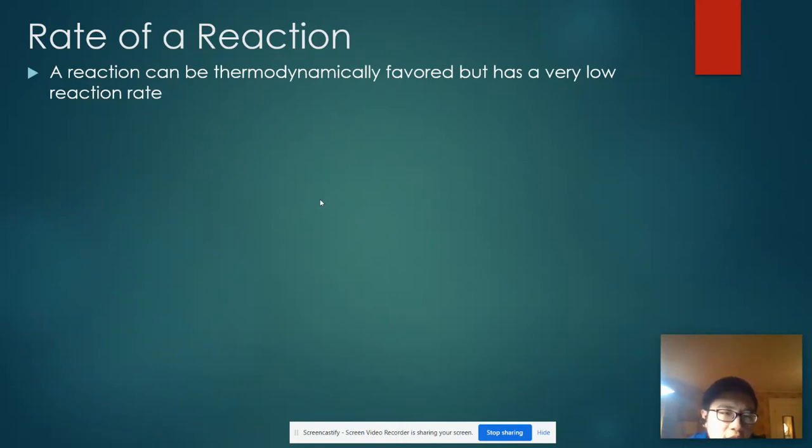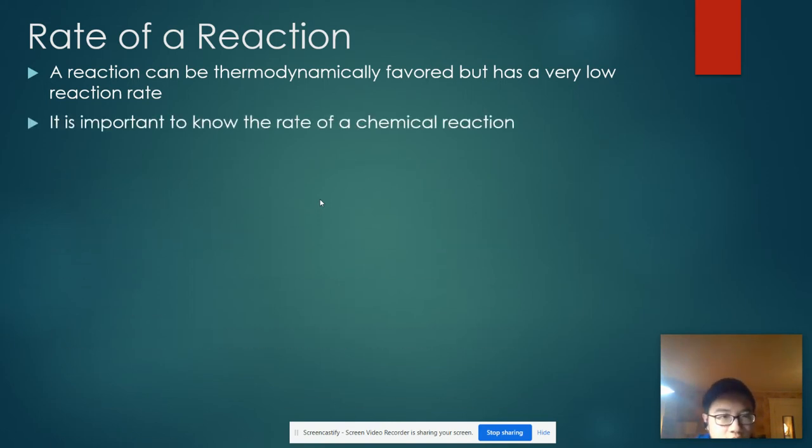Well, as you can see, a reaction can be thermodynamically favored, with a very negative delta G, but that doesn't mean the reaction has a high rate. The reaction can still have a very, very low reaction rate. One mole of reaction might take hundreds or thousands of years. So that's why we need to care about the rate of a chemical reaction.